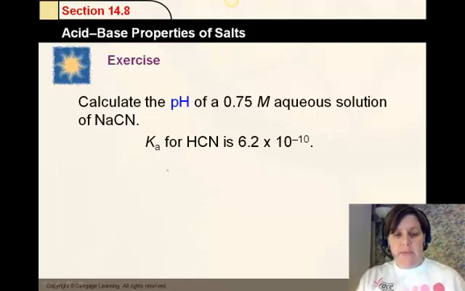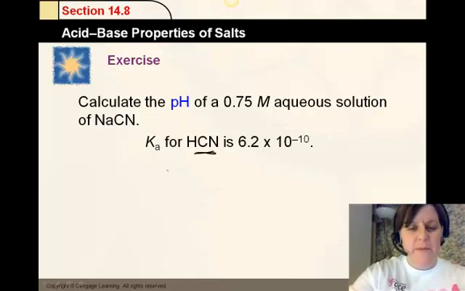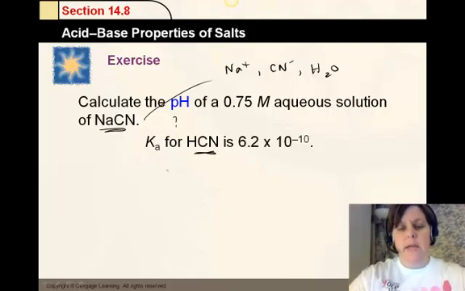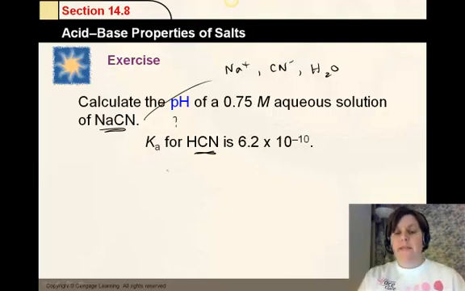So calculate the pH of a 0.75 molar aqueous solution of NaCN. And the Ka for HCN is 6.2 times 10 to the negative 10. Now, we can think about the major species of NaCN. And you might say, well, why are they giving me this? What's that about? Well, NaCN, when it breaks apart, is Na+ and CN-, and of course water, it's an aqueous solution.